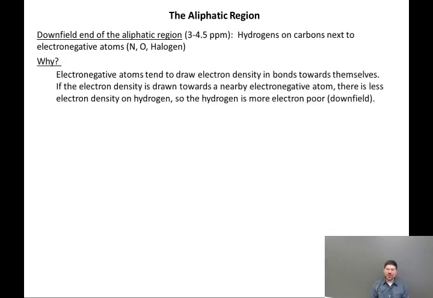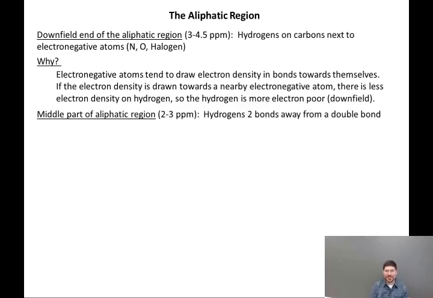Okay, why is this? Well, electronegative elements tend to draw electron density in bonds towards themselves. If the electron density is drawn towards a nearby electronegative element, there is less electron density on the hydrogen. So therefore, that hydrogen is more electron poor, and we know that electron poor hydrogens are further downfield, so they are shifted to the downfield end of the aliphatic region.